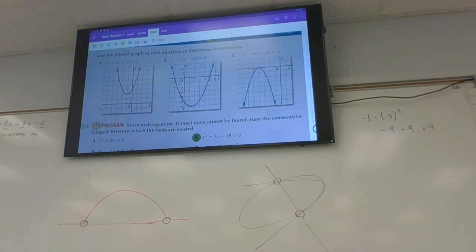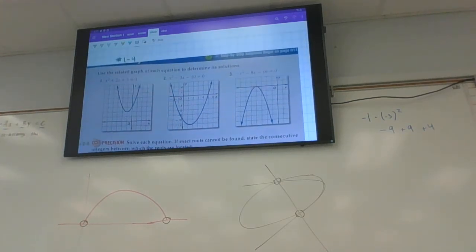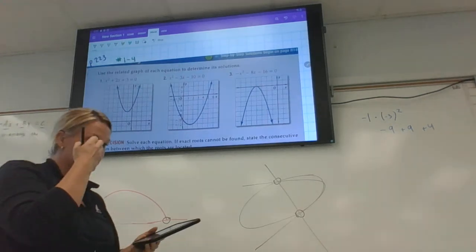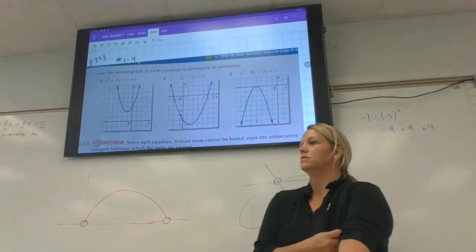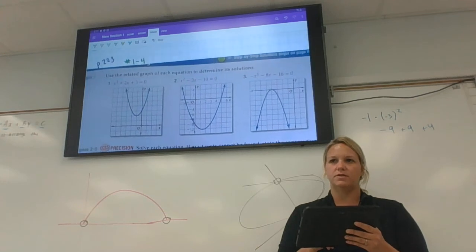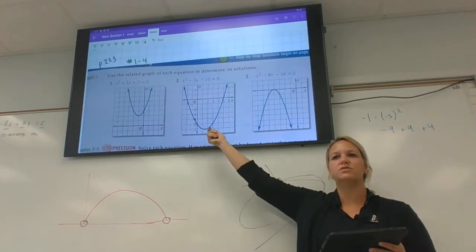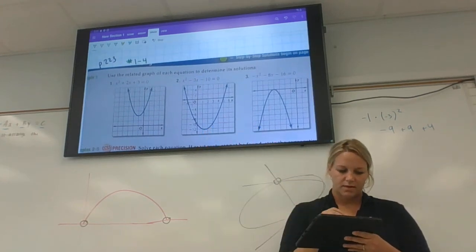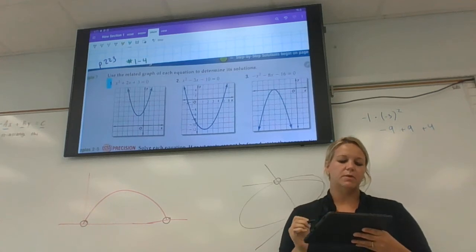Alright, page 223. You can just use this. You don't have to open up a book, but if you want to see this in your book, it's page 223. You don't have to get it out though. You can just look up here. Let's do number 1.